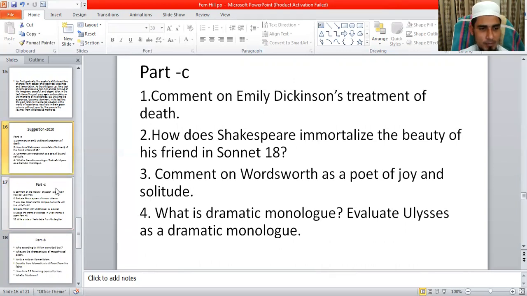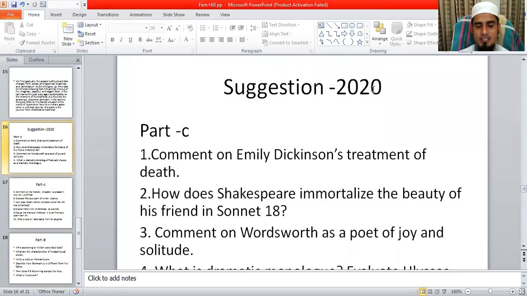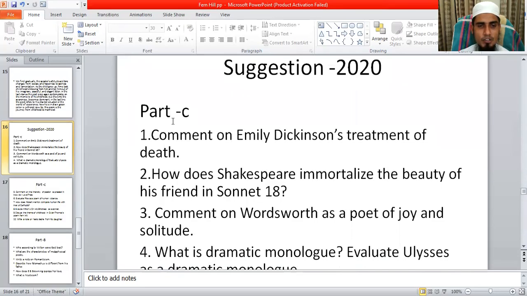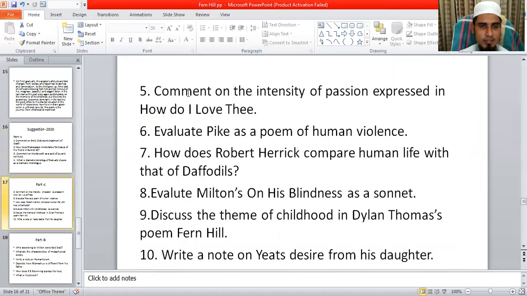So here is a suggestion for you. Here you can find suggestions from 2003 to 2020 for part C, broad questions. Here are 4 questions. On another slide, here are 6 questions. So in total, there are 10 questions here.